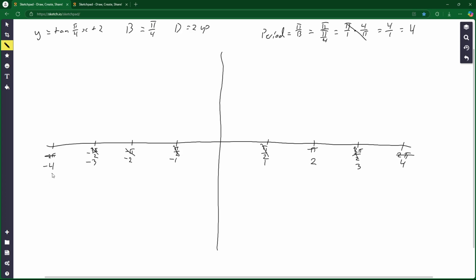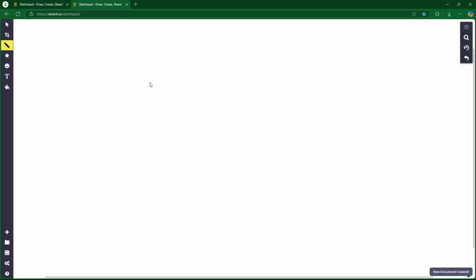Now we want to find our vertical asymptotes. Again, our original asymptotes are pi over 2, and then we just want to divide that by b, and we know that our b is equal to pi over 4. So pi over 2 divided by pi over 4 is going to equal pi over 2 times 4 over pi. These cancel out, gives you 4 over 2, or 2.